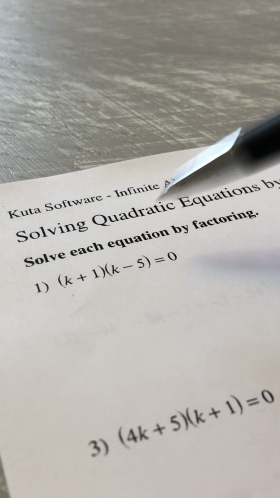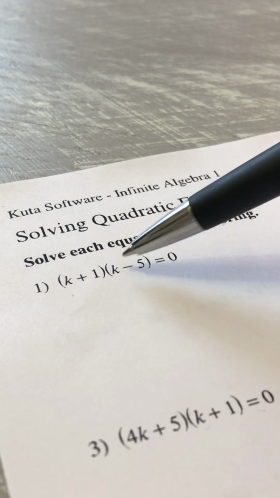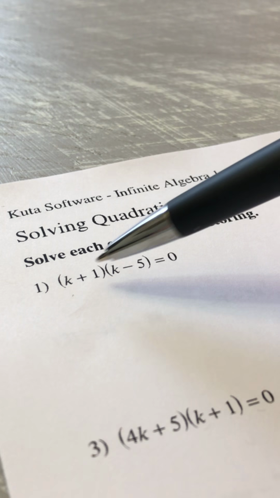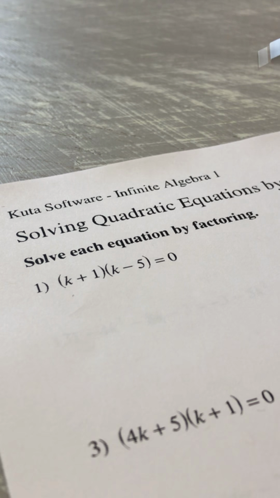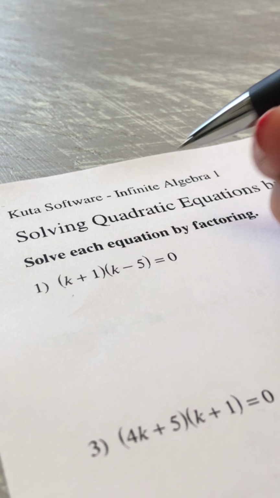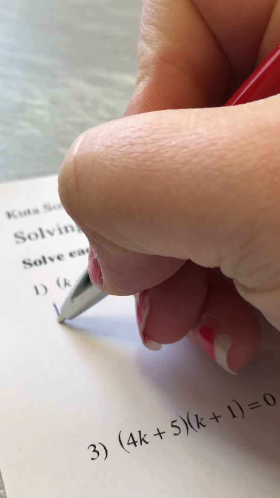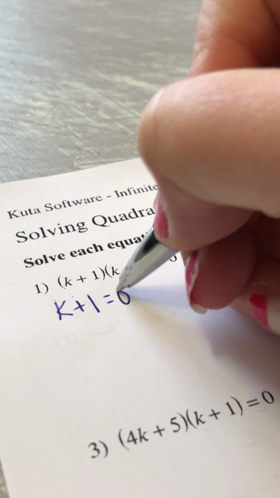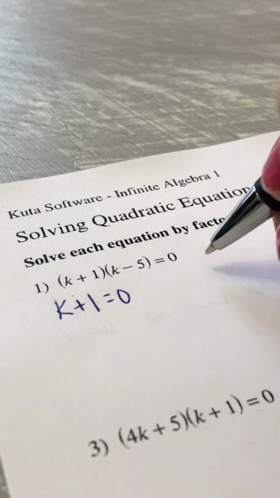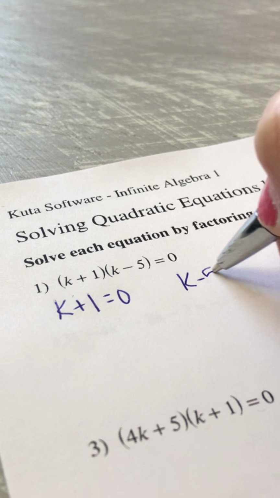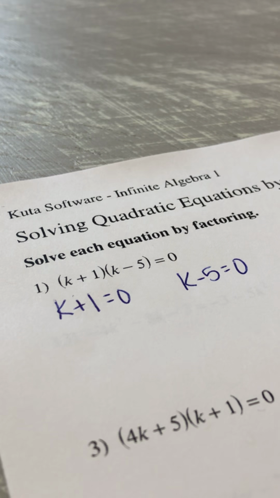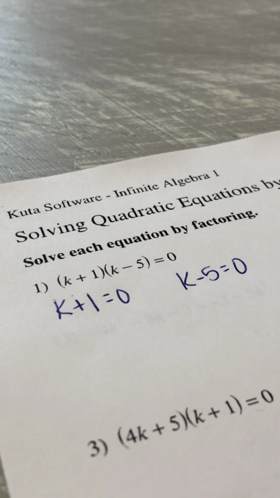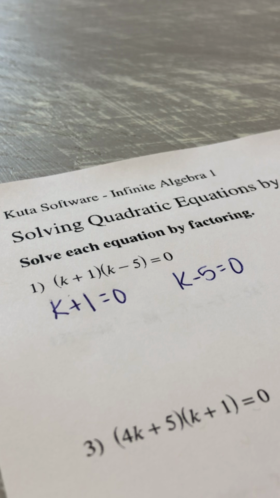So I really like how this worksheet started, just so you can understand where you're wanting to go in the end. So once you factor, you end up with two binomials. Those two binomials are set equal to 0. Once you get to this point, you are going to take k plus 1 and set it equal to 0. And you're going to take k minus 5 and set it equal to 0. And this just becomes a one-step equation to solve for the variable k that we've been doing all year long.